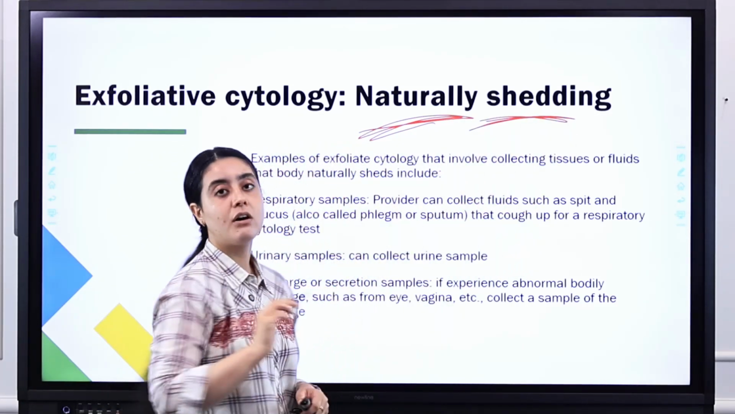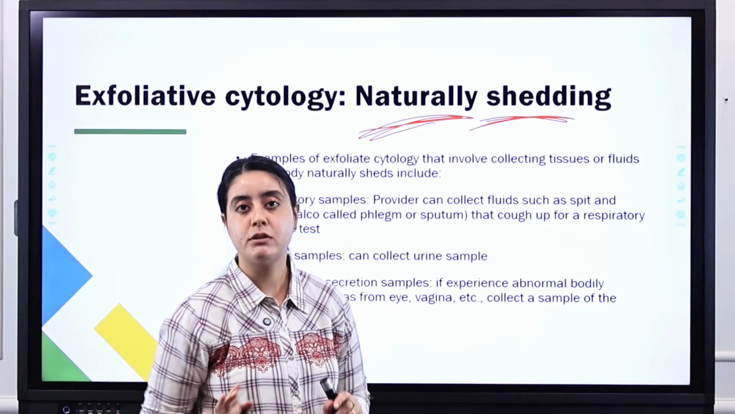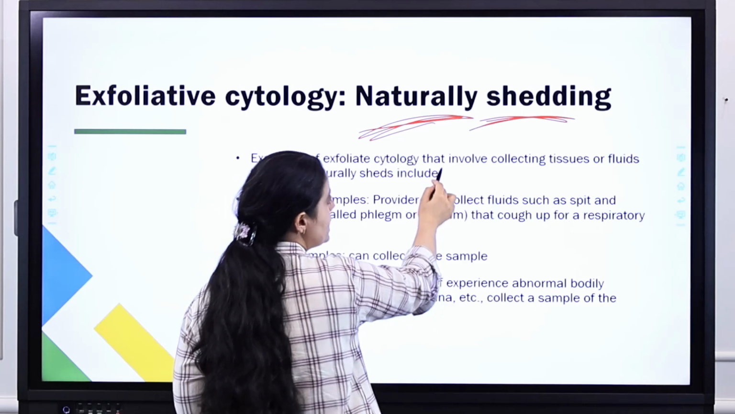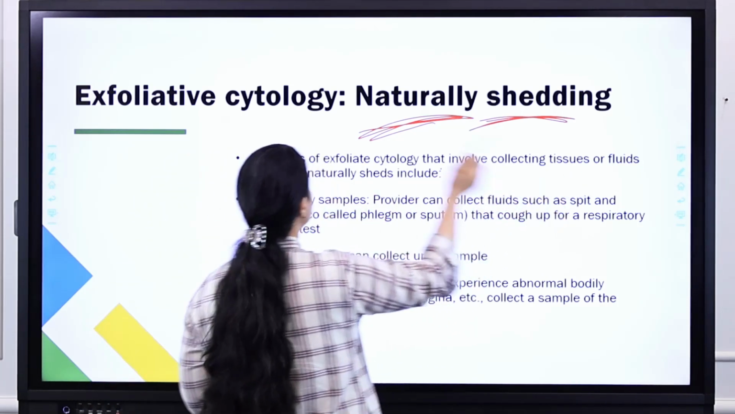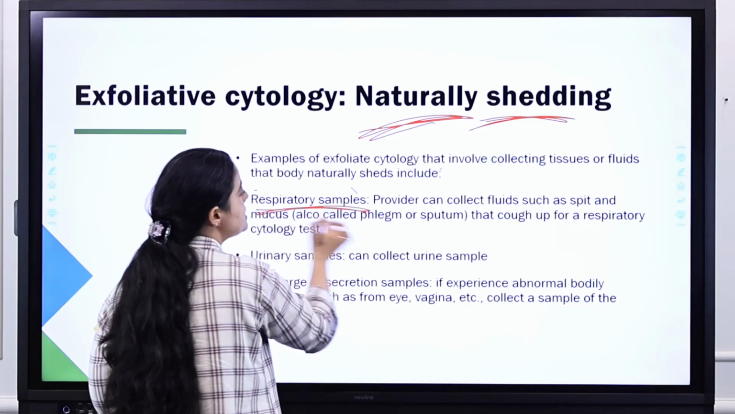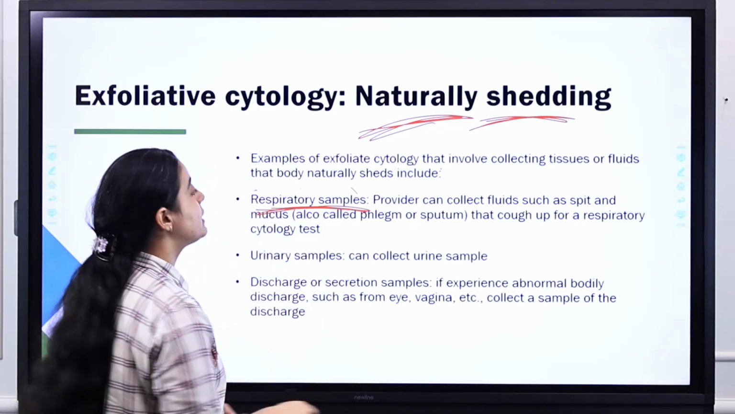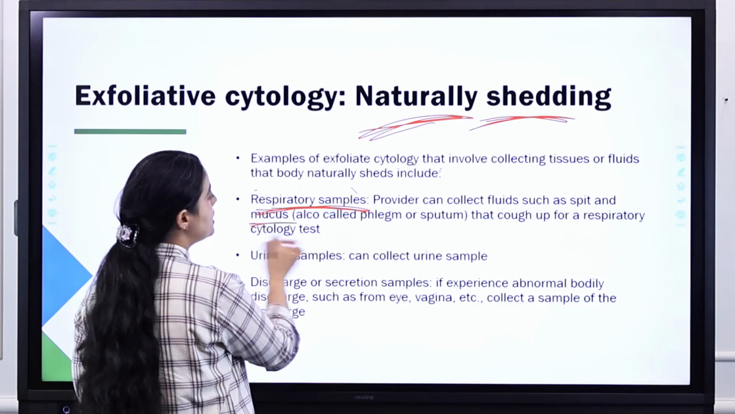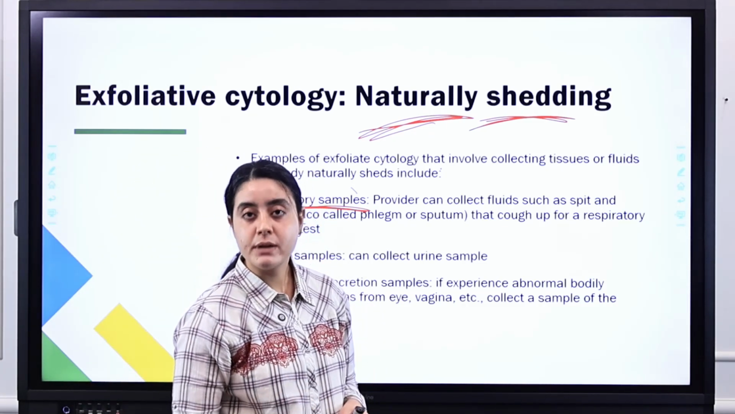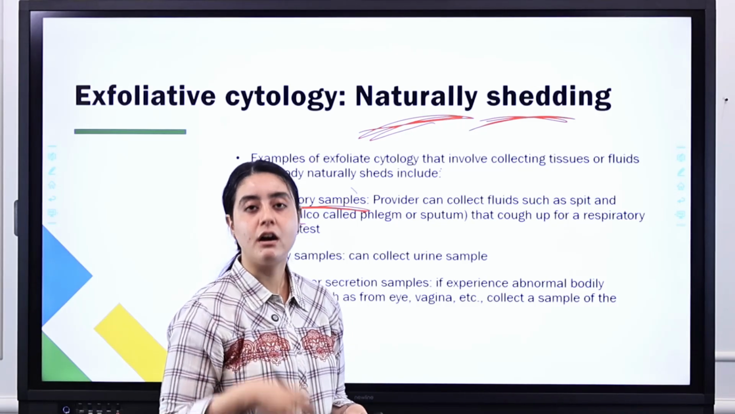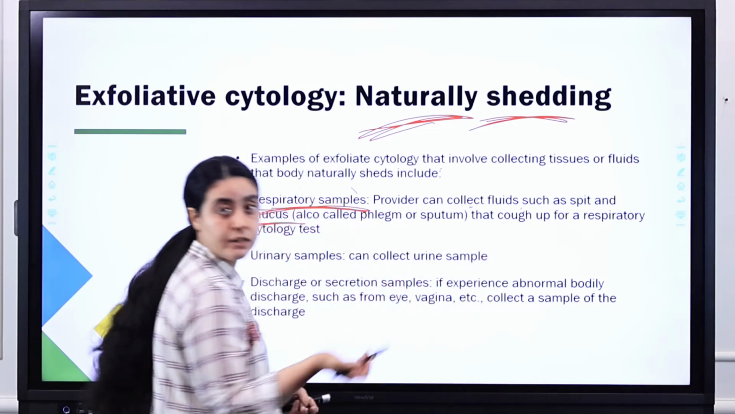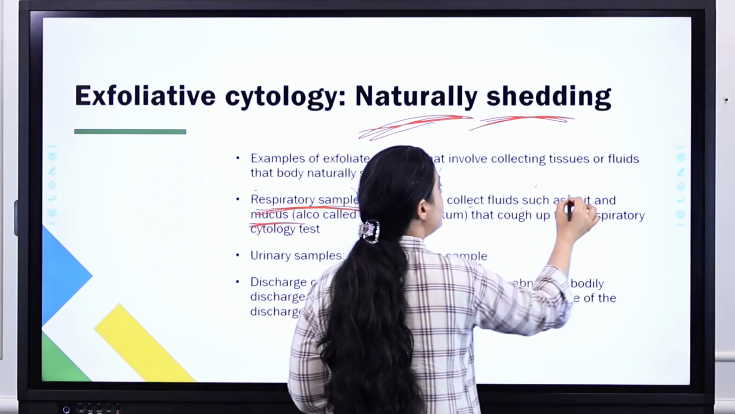The cells or the sample which naturally shed from our body. What are the types of samples? Examples of exfoliative cytology that involve collecting tissues or fluid that the body naturally sheds include respiratory samples. Obviously, what type of respiratory samples? Such as mucus, which is also known as phlegm or sputum, like from a TB patient or a patient having a long-time cough. The provider can collect fluid such as spit or saliva. You can also say saliva.